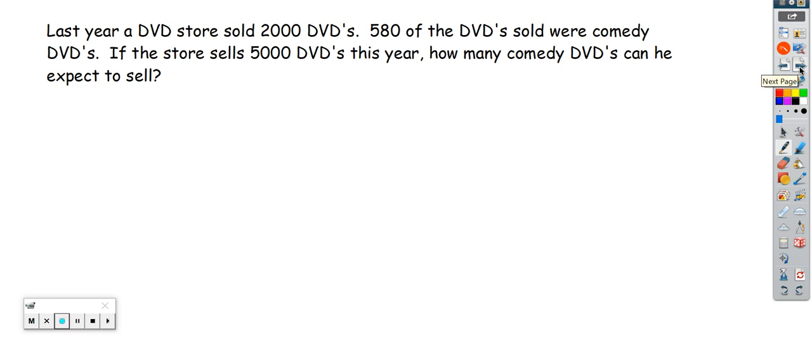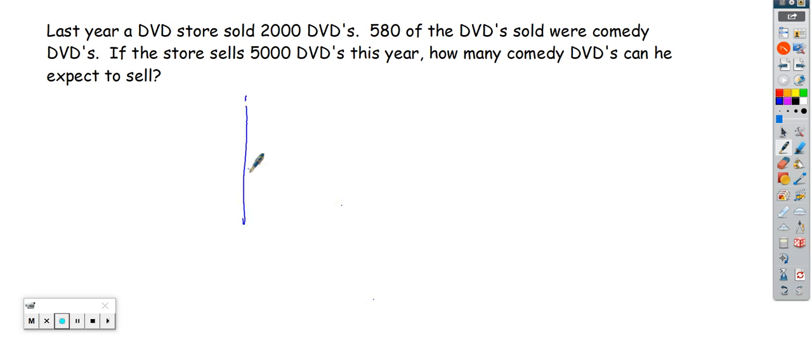Okay, let's look at this problem. This is actually at the top of page 724, example 5. I've shortened it a little bit, but it's basically the same question. Last year, a DVD store sold 2,000 DVDs. 580 of the DVDs sold were comedy DVDs. If the store sells 5,000 DVDs this year, how many comedy DVDs can he expect to sell? Well, let's start with the rate that they actually sold out of the 2,000 that were comedy.